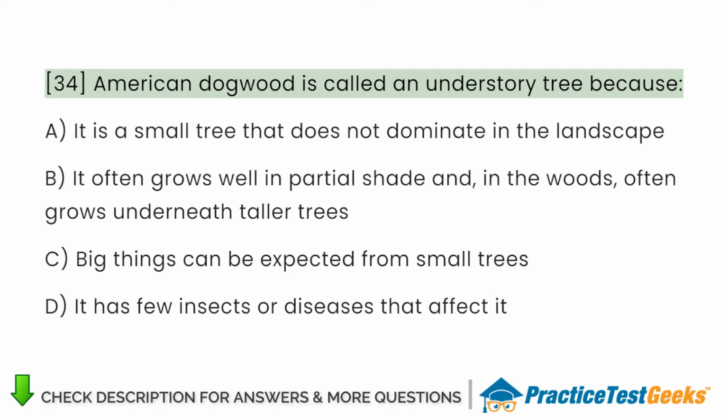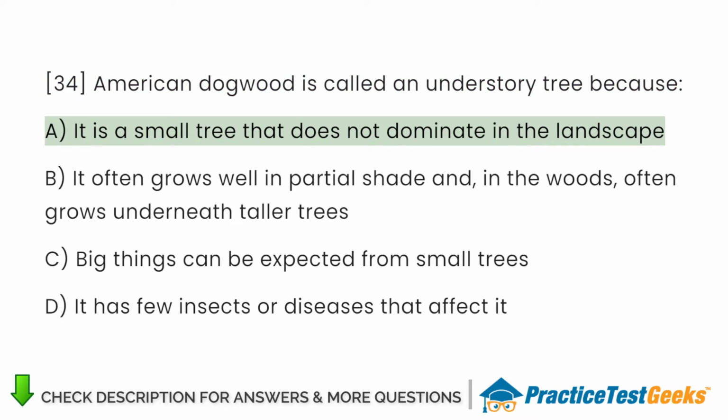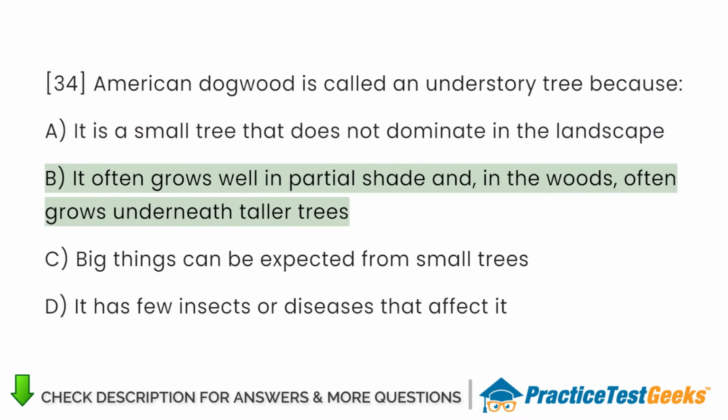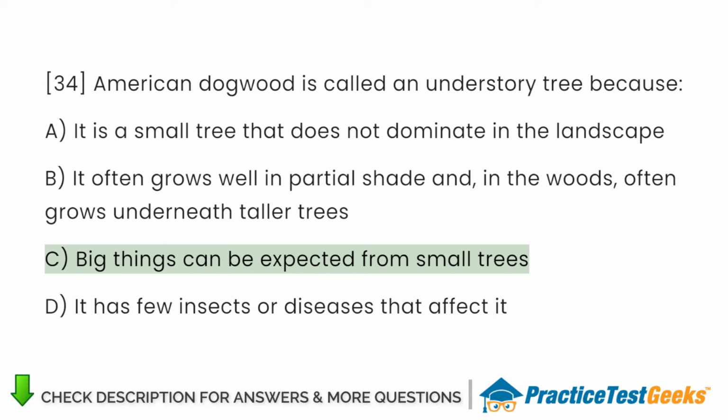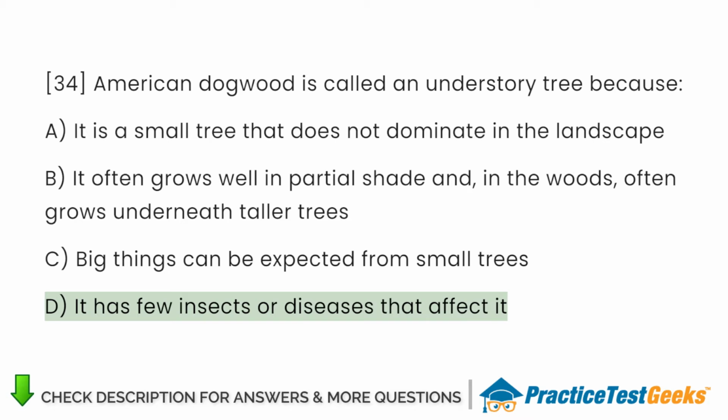American dogwood is called an understory tree because A. It is a small tree that does not dominate in the landscape. B. It often grows well in partial shade and, in the woods, often grows underneath taller trees. C. Big things can be expected from small trees. D. It has few insects or diseases that affect it.